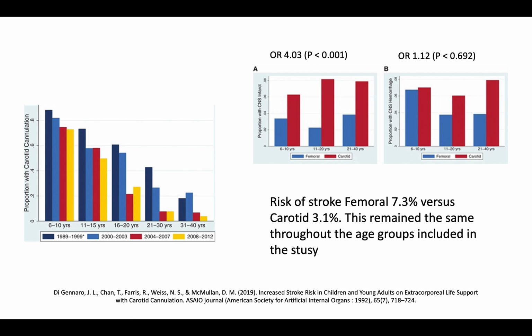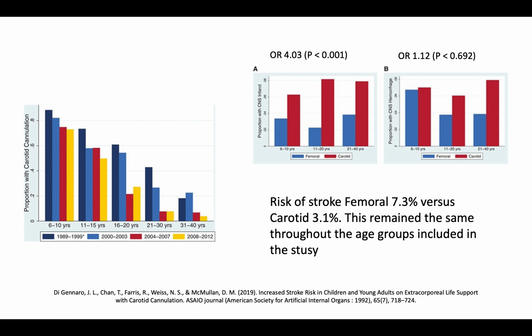The proportion of patients cannulated through the carotid artery was highest in the 6 to 10 years age group at around 70 to 80%. This decreased with age as can be anticipated. Another interesting trend is that over the years there was a shift towards more femoral artery cannulation in all age groups.